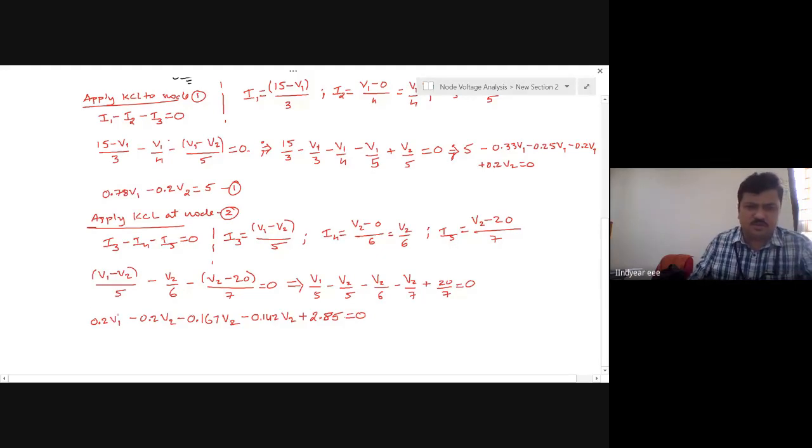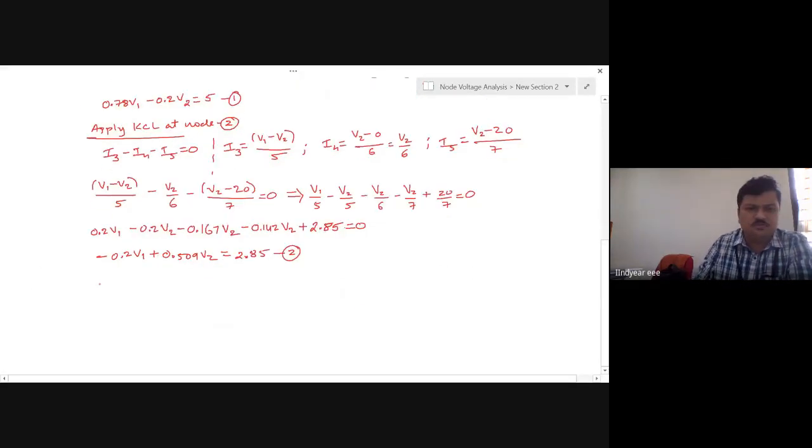By rearranging the terms, what do I get? Minus 0.2 V1 plus, all these minus V2 coefficients will become plus: 0.2 plus 0.167 plus 0.142, that is 0.509 V2, is equal to 2.85. This is equation 2. Now, by solving equations 1 and 2, we'll get V1 and V2.